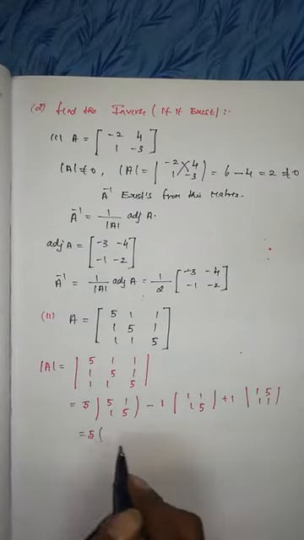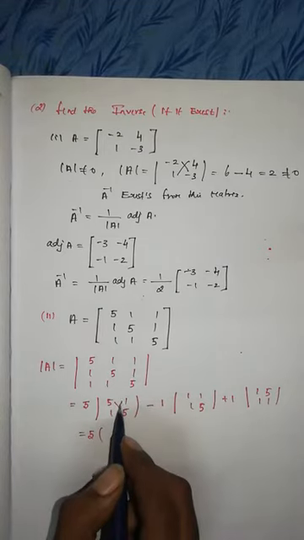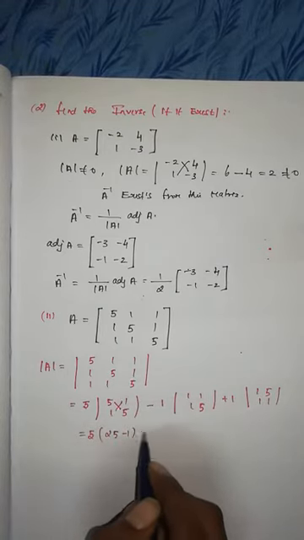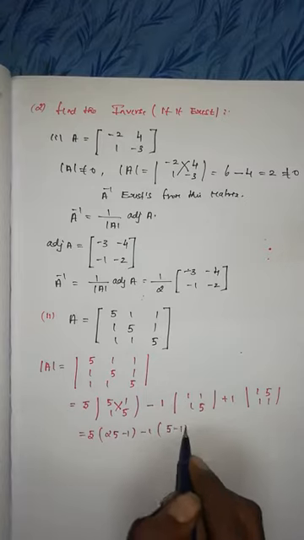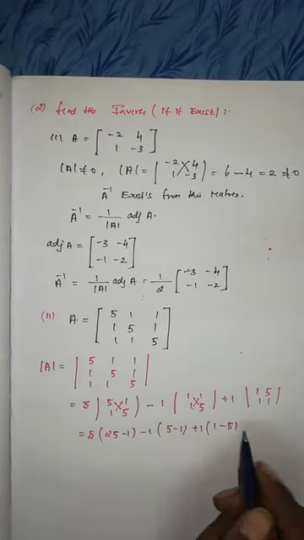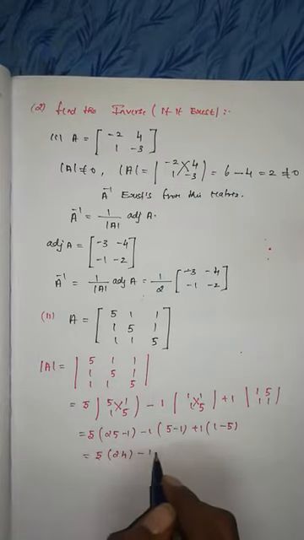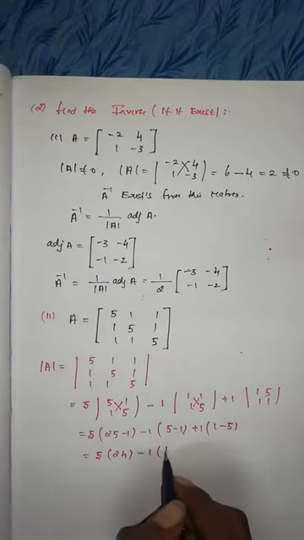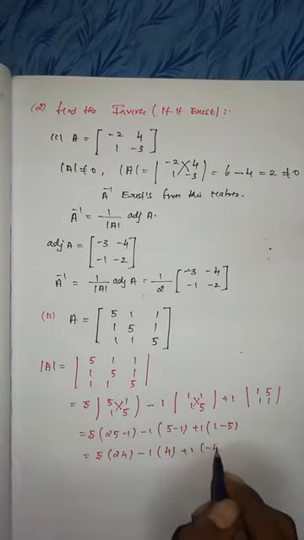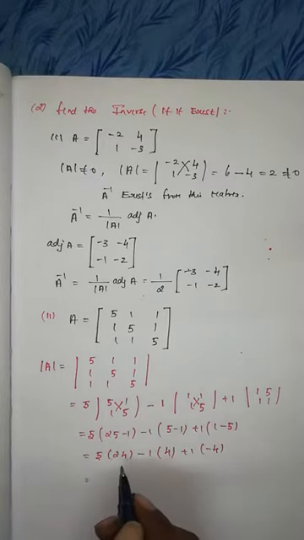So you have 5 into, again you should follow the same procedure, which is 25 minus 1, minus 1 into 5 minus 1, so 5 minus 1, plus 1 into 1 minus 5. So which is 5 into 25 minus 1 is 24, minus 1 into 5 minus 1 is 4, plus 1 into minus 4. So 24 into 5.